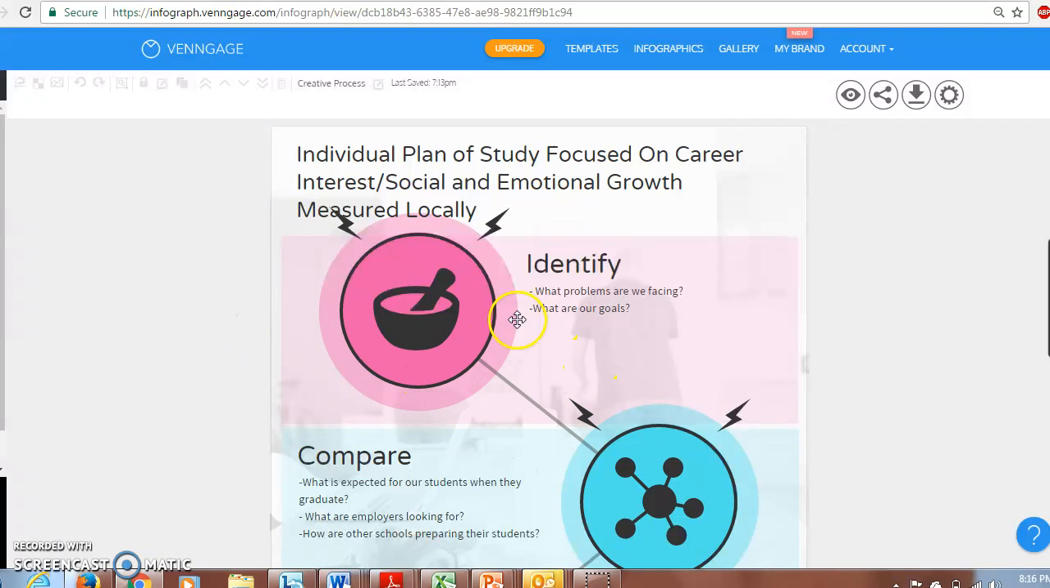First step we need to do is identify. So what problems are we facing? This is something that we look at from inside our school and the outside world as well. And what are our goals for our students?